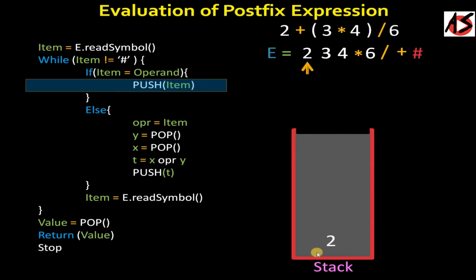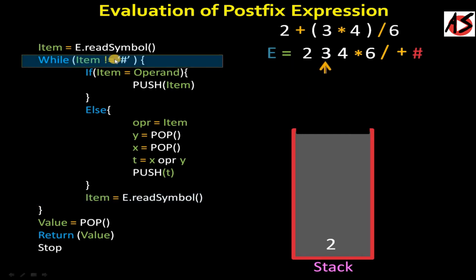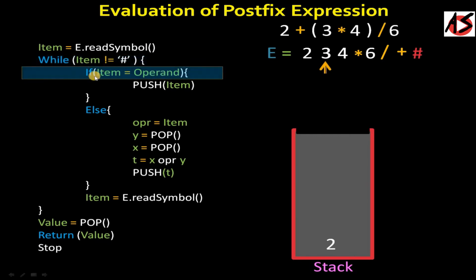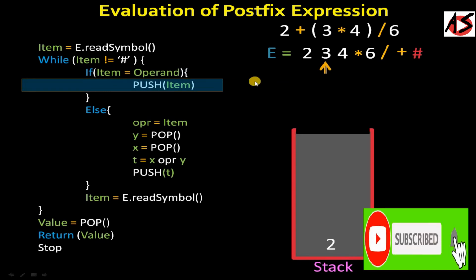Now we move ahead and scan the next symbol using the function read symbol. We check the conditions again. Is it hash? No, so the condition is true. Then we check the next if condition: item is equal to operand. Yes, this is an operand, so we do the push operation and push the operand into the stack.